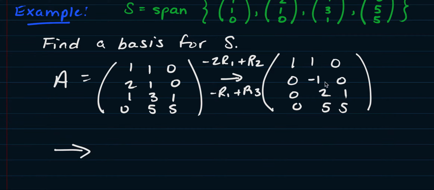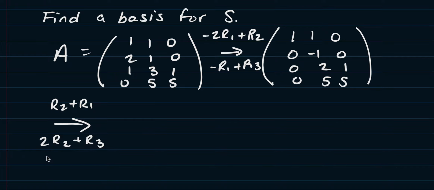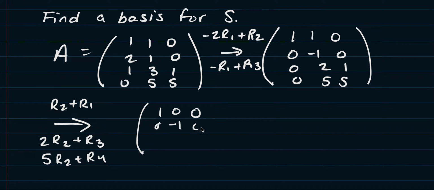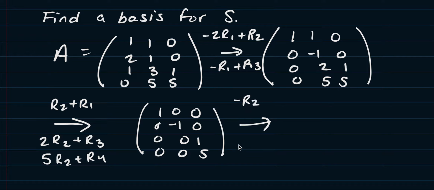Now what? Well, let's see. We can add row 2 to row 1, and we could also multiply row 2 by 2 and add it to row 3. And while we're at that, let's multiply row 2 by 5 and add it to row 4. And we'll get 1, 0, 0, 0, negative 1, 0, 0, 0, 1, 0, 0, 5. And then let's multiply row 2 by negative 1, and let's also subtract 5 row 3 from row 4.